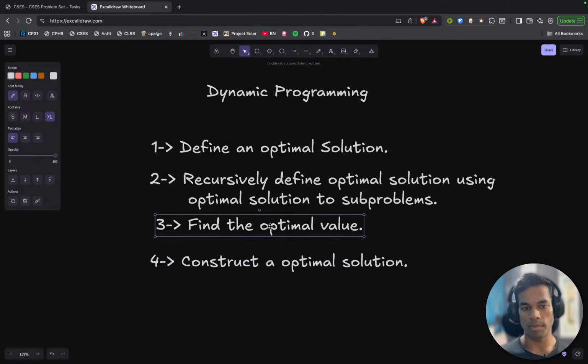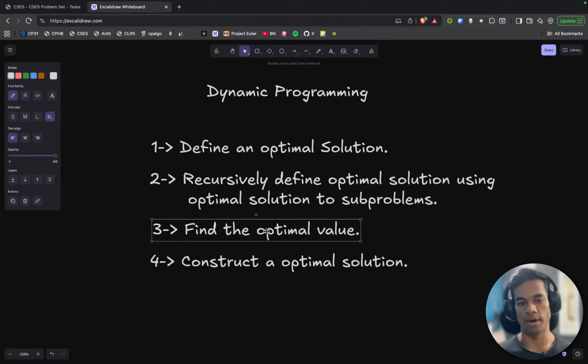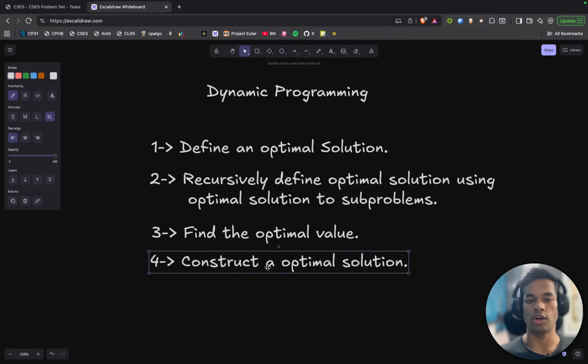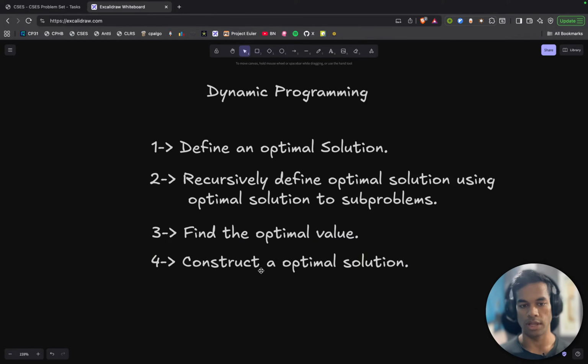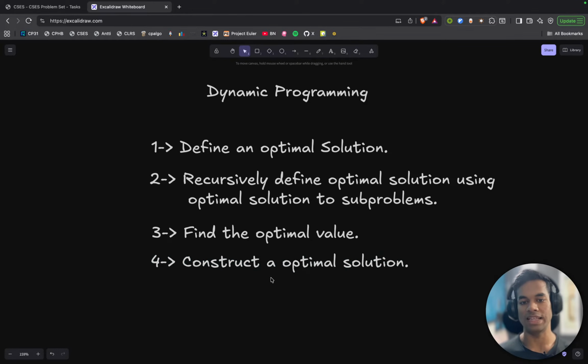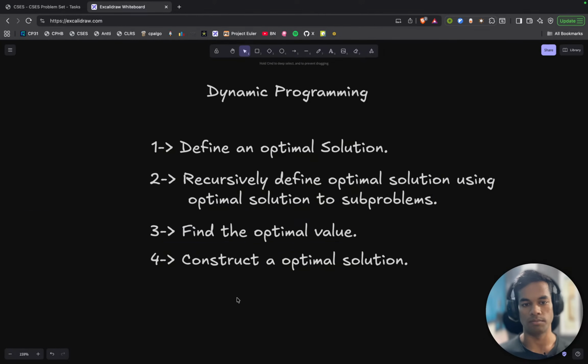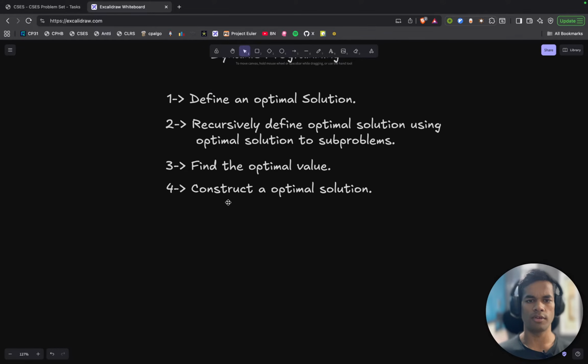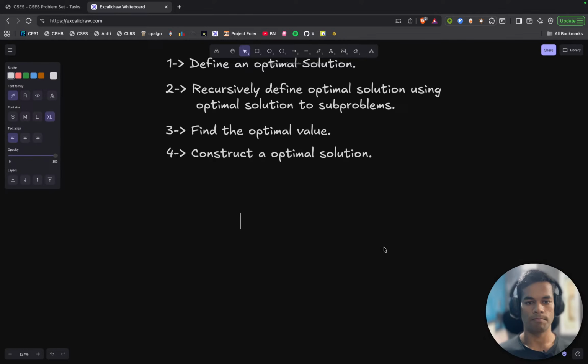And this optimal value might come from one of the solutions, or there might be multiple solutions which can give that optimal value. So that is why I have written here construct a optimal solution, not the optimal solution, because there might be multiple optimal solutions giving the same optimal value. So those are the 4 steps that we have to do. And then there are a couple of things. There are like choices.